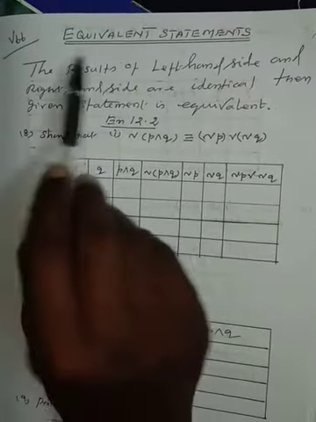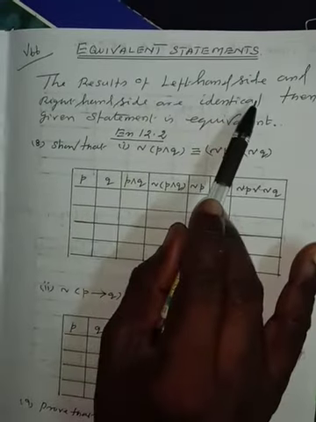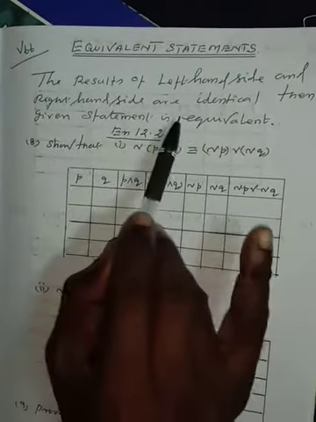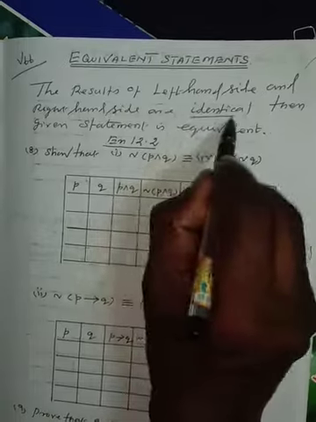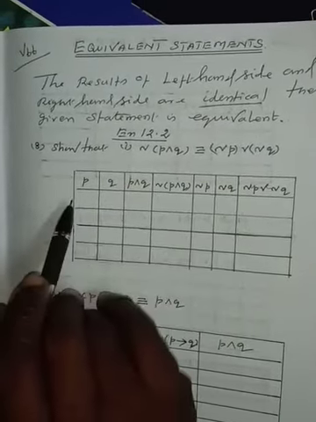Logical statements, equivalent statements. The result of the left hand side and the right hand side are identical. Identical means the same result. Then the given statement is equivalent.